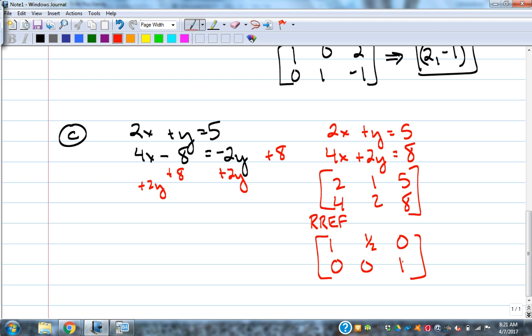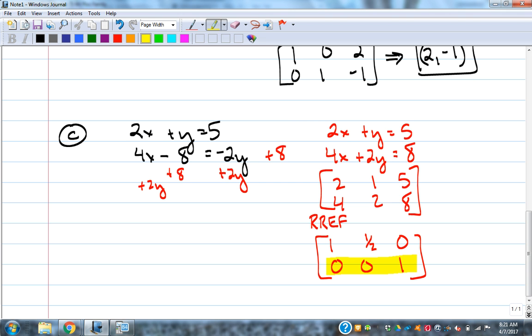All right. This one looks a little different. We don't have 1, 0, and then a number, and then 0, 1, and then a number. We got, what's this say, this last row? 0 x's and 0 y's equals 1. Does 0 ever equal 1? No. So the last row there indicates that this has no solutions. That last row is going to tell you that. If it's zeros and then a number, then it's no solution.